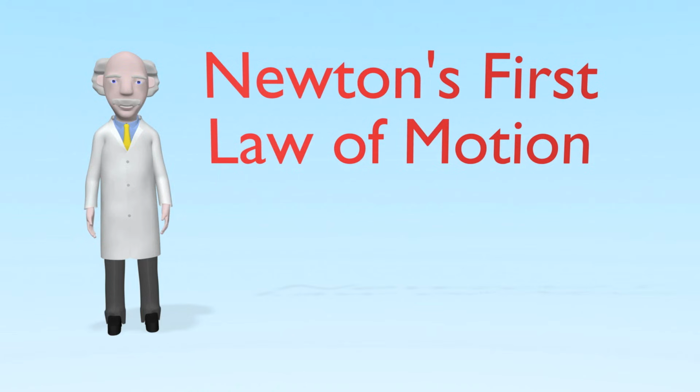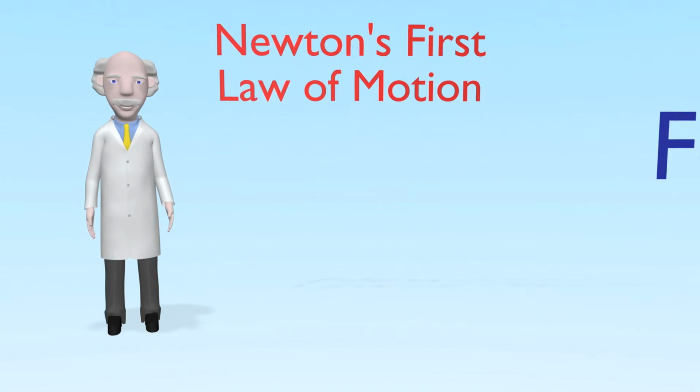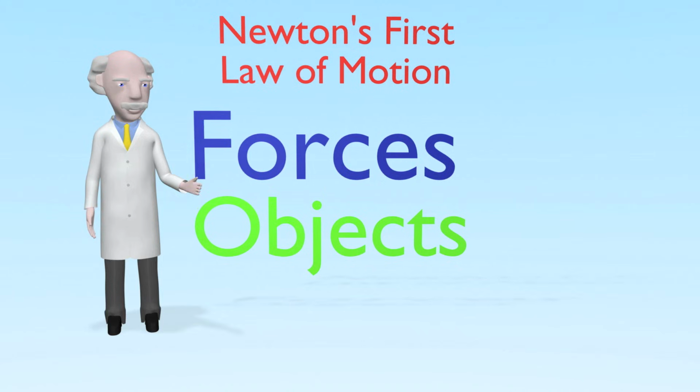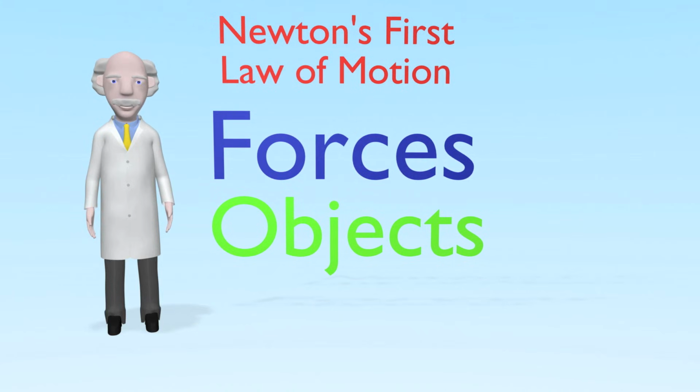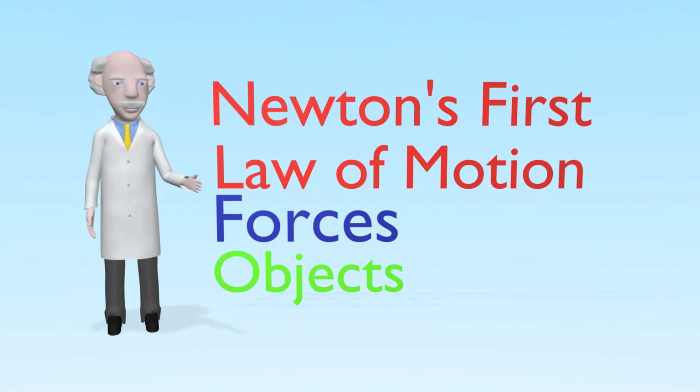My name is Professor Mac, and today I'm going to be talking about Newton's first law of motion. This is one of 3 laws which Sir Isaac Newton published in 1687. The laws explain the interaction of forces and objects, and the way in which the motion of an object is affected by force. So what about the first law? Well, the best way to understand this is for us to do an experiment.